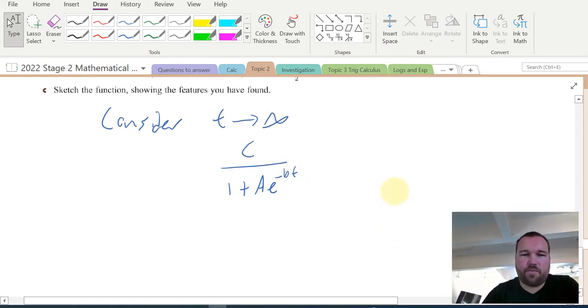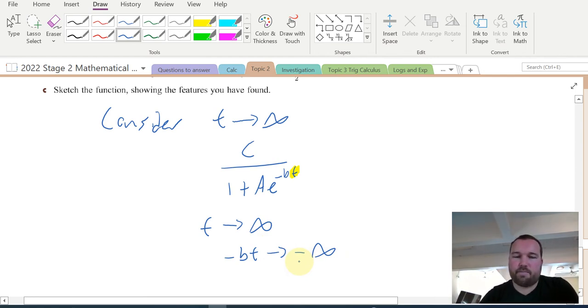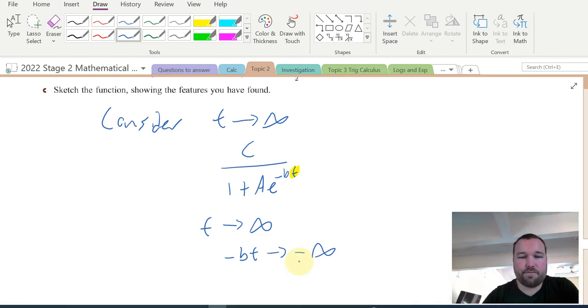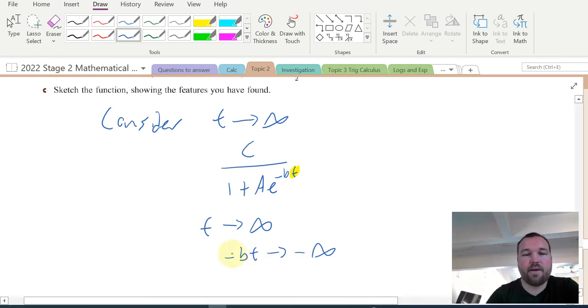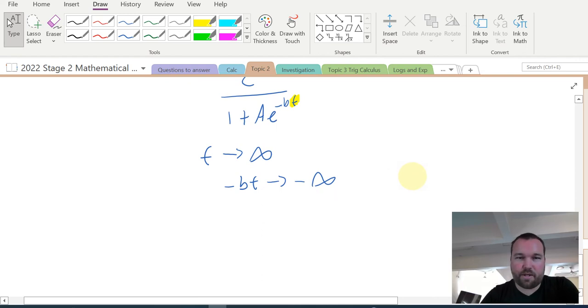All right, so when t goes towards infinity, you're thinking, what happens when that gets really, really high? Well, when t goes towards infinity, minus bt goes towards minus infinity. The reason I know this is because it says b is a positive constant. So b is positive. Therefore, as t gets really big, minus bt is going to get really small. All right. So this isn't so much a formal proof, it's more the logic behind it. And that's all you're going to need. Minus bt goes really, really small.